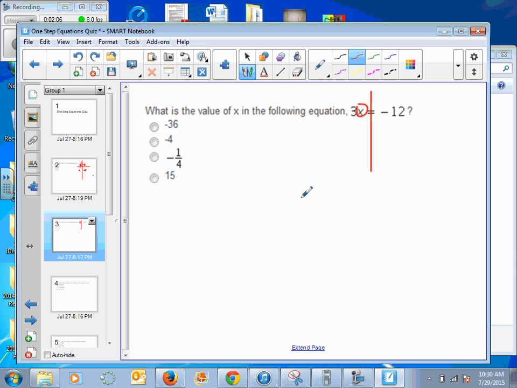So you've got that 3x. That means 3 times x. We want to do the opposite of that. We're going to divide. So we come back, divide both sides by 3. 3 divided by 3, that'll cancel. That'll just make it 1. So all you have then is that x, and then negative 12 divided by 3, negative 4.